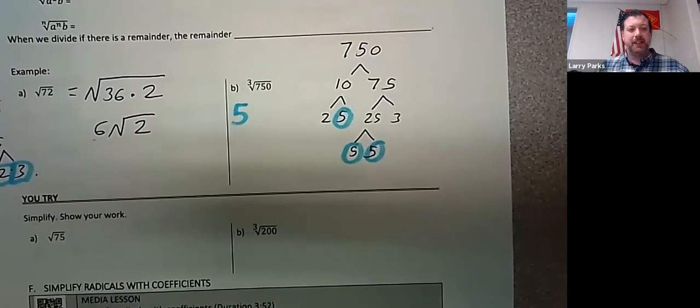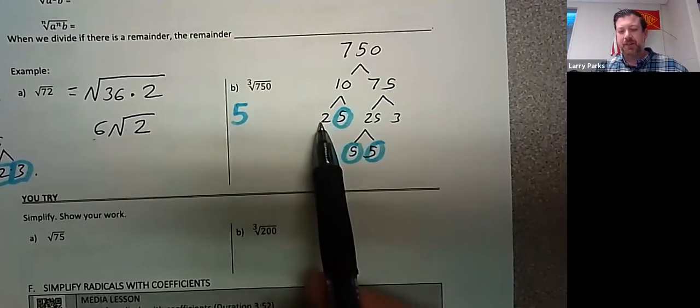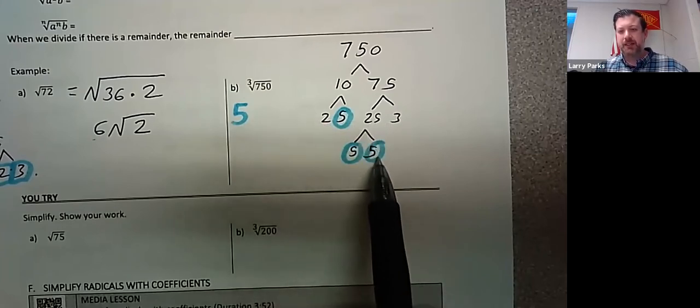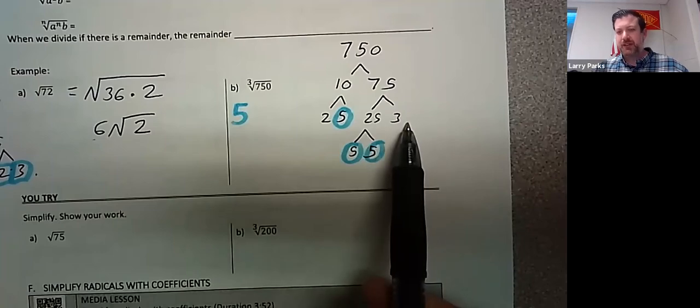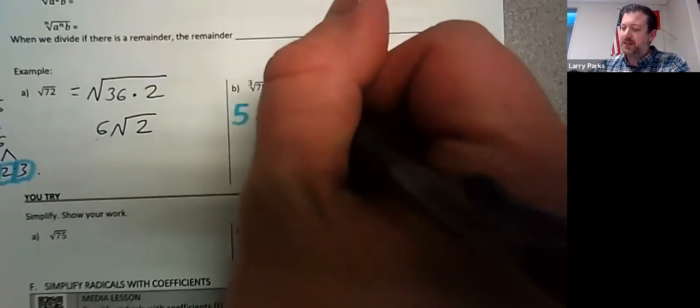Now, anything you did not circle will stay inside. So you did not circle the 2. The 25 was broken down. You did not circle the 3. So what's left is 2 times 3, 6.